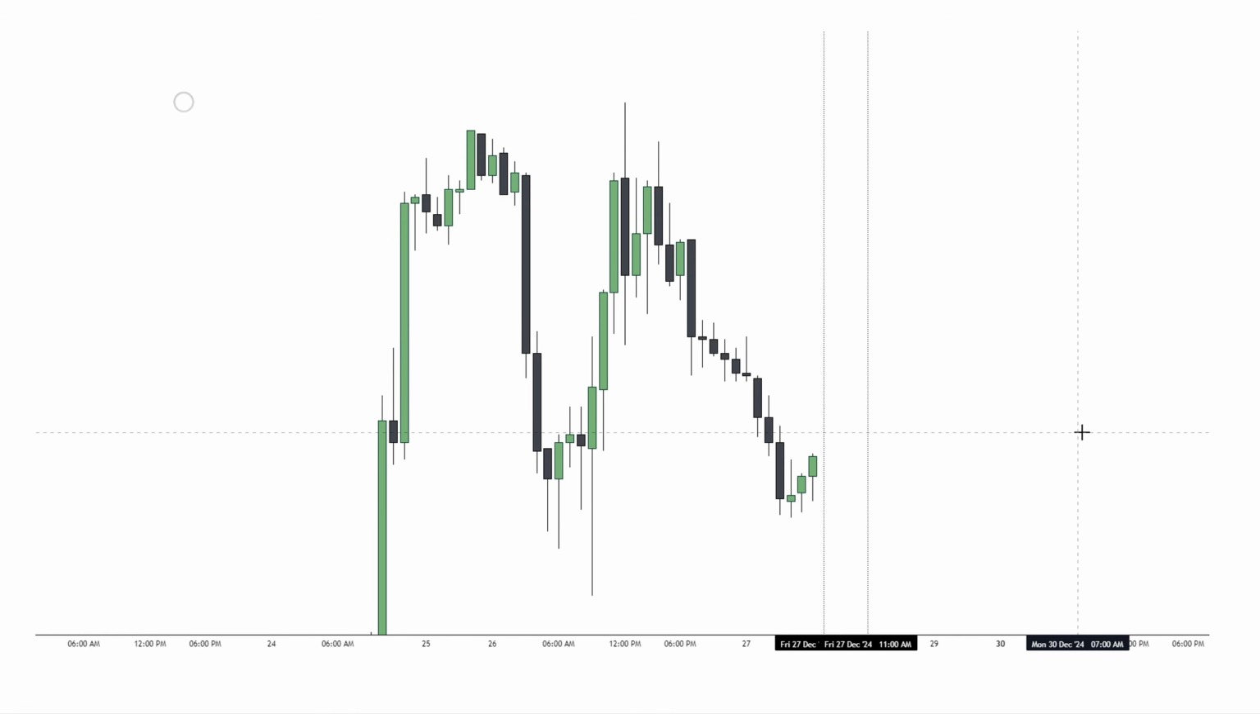So we're looking at NAS100 here, and when we're trading a market like the NASDAQ or indexes, we want to prioritize the New York session.